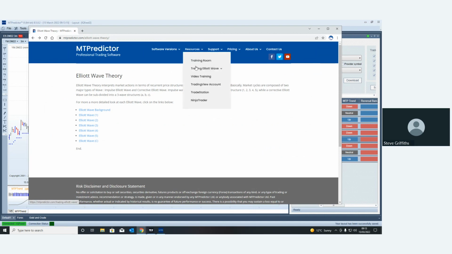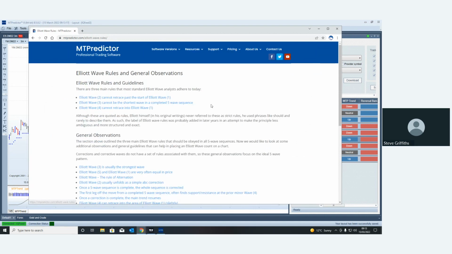If you go to resources and then Elliott wave rules, these are the basic rules and guidelines, summarized, that the Elliott wave pattern should follow. Again, using MT Predictor, you don't need to be an expert at this. I want to stress that we don't need to be an expert in Elliott wave patterns. It's just for you guys who've asked, it's giving you a bit of background information so you can do a bit more research yourself to become a bit more familiar.